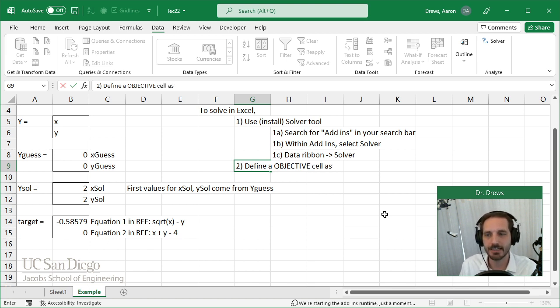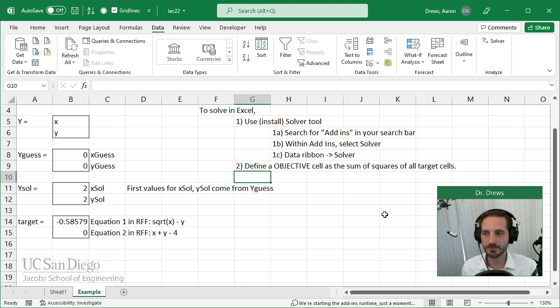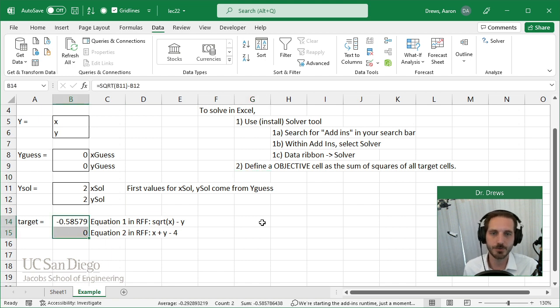And we define this as the sum of squares of all target cells. The reason we have to do this is because the interface for Solver is going to say, I'm going to guess some variables over here. How will I know when I've got a correct guess? When this single cell over here is equal to 0. So somehow we have to combine all of these target cells, which we have as 2, into a single cell that says when that single cell is equal to 0, we have solved the equation.